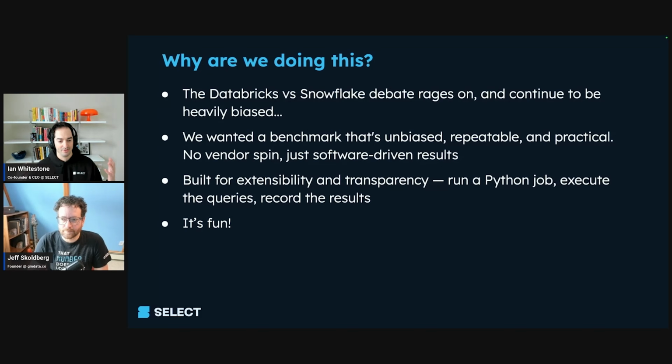So for some background for those who don't know about us, my name's Ian. I'm one of the co-founders and CEO of a company called Select. We are a data cloud cost management platform that has historically been focused on Snowflake, but we also have a Databricks product that is currently in private preview. So we have familiarity with both products, although I will put it out there that I have a historical, more natural familiarity with Snowflake. So I will just share that up front. And I think the same is true for Jeff. So for those who don't know, Jeff is the founder of GM Data, an independent consultant focused solely on Snowflake.